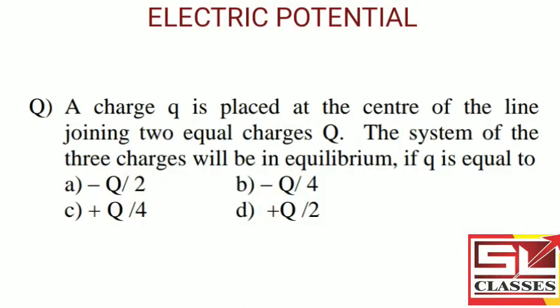First question: a charge q is placed at the center of the line joining two equal charges, capital Q. The system of three charges will be in equilibrium if small q is equal to. The options are minus Q by 2, minus Q by 4, plus Q by 4 and plus Q by 2.